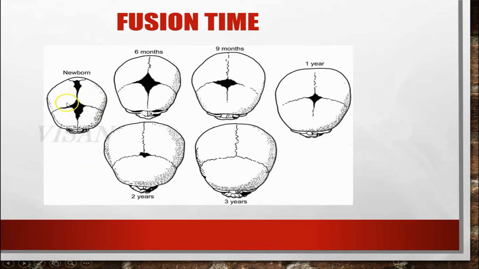These fontanelles will fuse. All this membranous layer will go off and the bones meet and fuse. The posterior fontanelle is one of the first to get fused. The posterior fontanelle fuses by 2 to 3 months after birth. Whereas the anterior fontanelle, which is the largest, is the one which fuses in the later years of life. By 18 months or 2 years of age, the anterior fontanelle completely fuses.